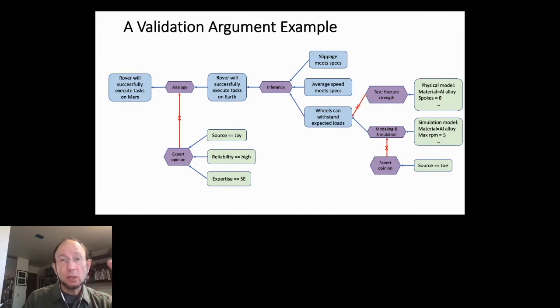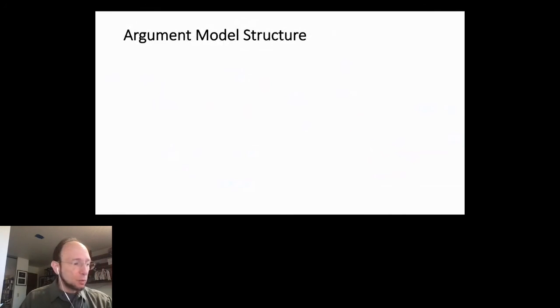So we have a collection of arguments, pro and con, and we have a collection of reasons, rationale, or justifications, another word, that stitch those arguments together, why we should believe that the wheels can withstand the expected load. Well, we've got expert opinion in one case, modeling and simulation results, and test and fracture strength results, so we've got test results. These are the rationale that form arguments. So this is a sense of arguments pro and con. I'll come back to that structure a number of times.